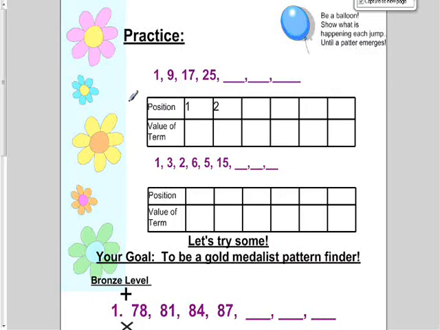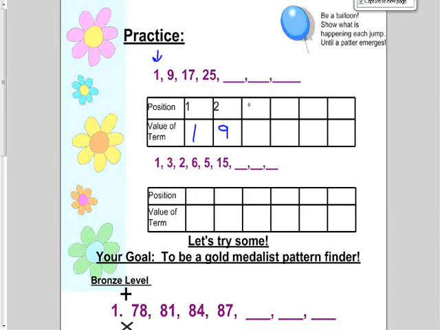Position is, if you think about you're in line for lunch, where are you in that line? Are you first? Are you second? Are you third? Well, think about these numbers as being in line. So position 1 is which number is first in our sequence. So position 1 belongs to number 1. Position 2 is who's second. What number is second in our sequence?